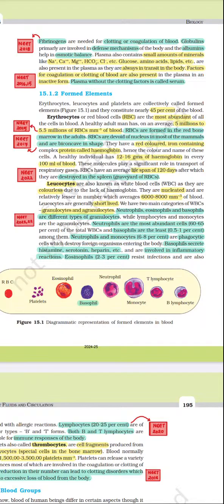Basophils are the least abundant, about 0.5 to 1 percent. Neutrophils are the most abundant cells, about 60 to 65 percent. Monocytes are about 6 to 8 percent.